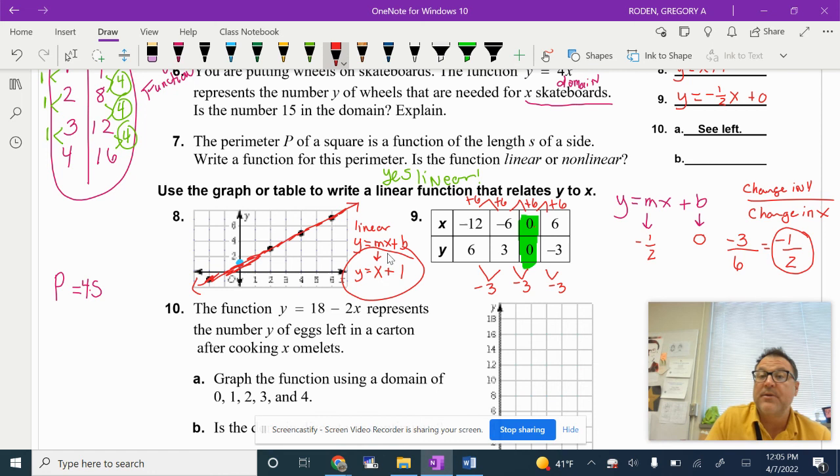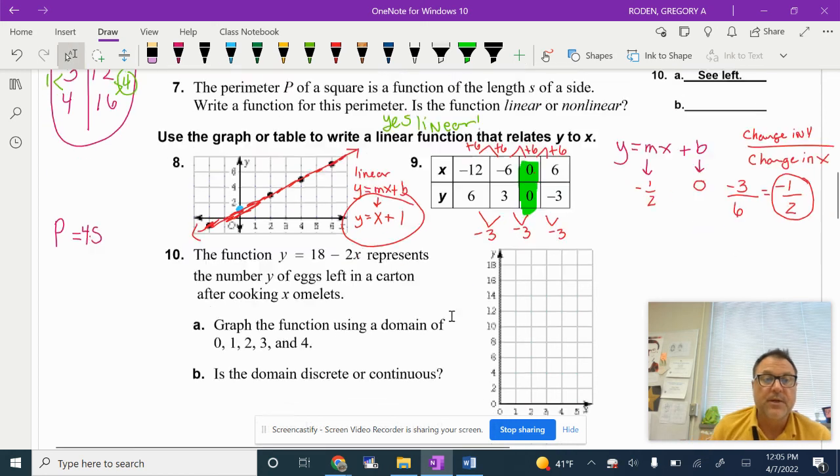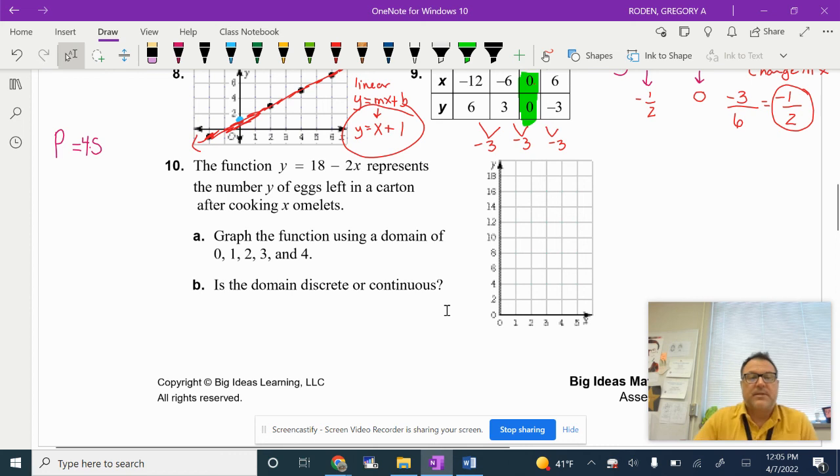I could put plus 0, but remember in math, we always want to be as simple as we possibly can. It's not necessary, so we don't want to write it. Okay? Awesome.